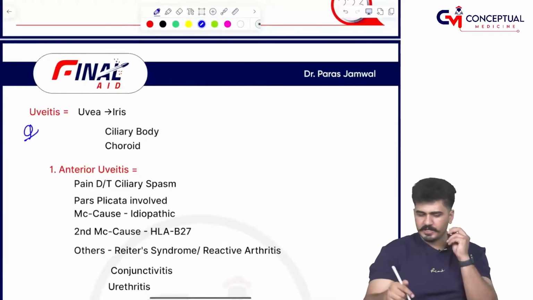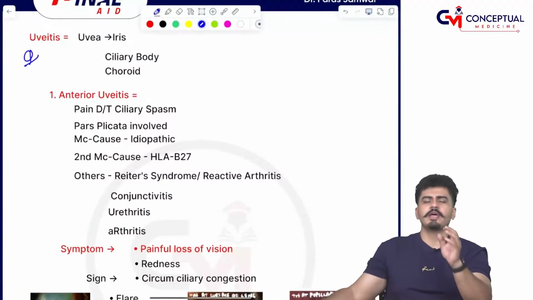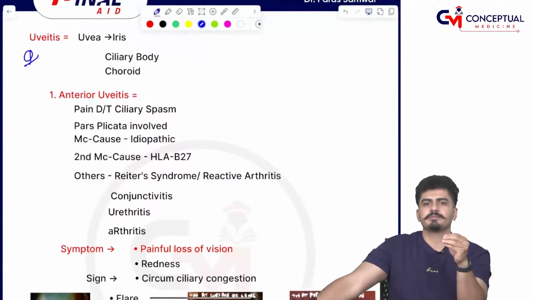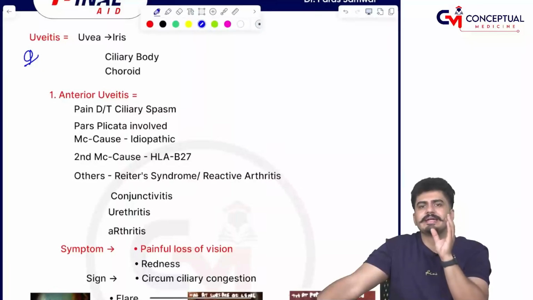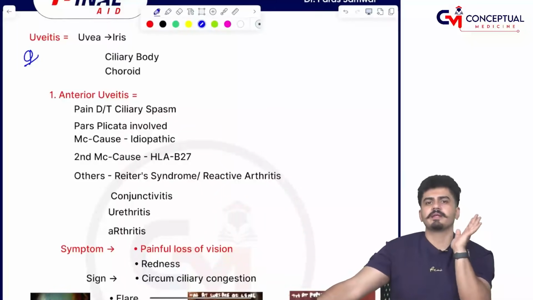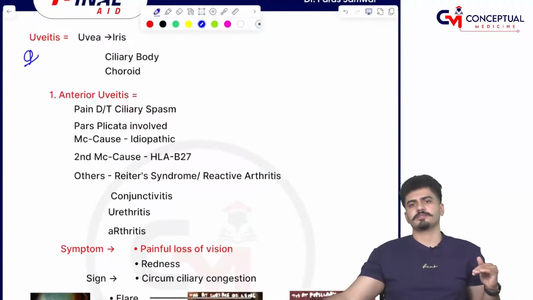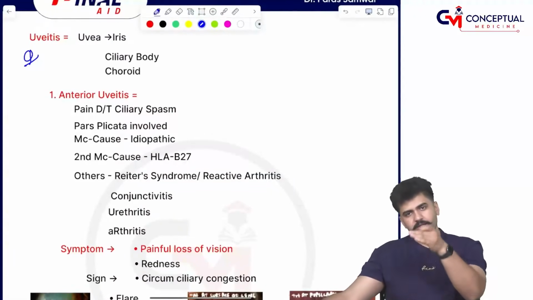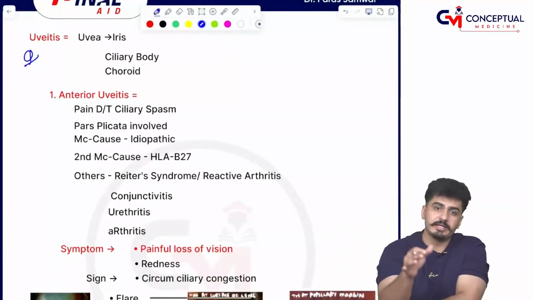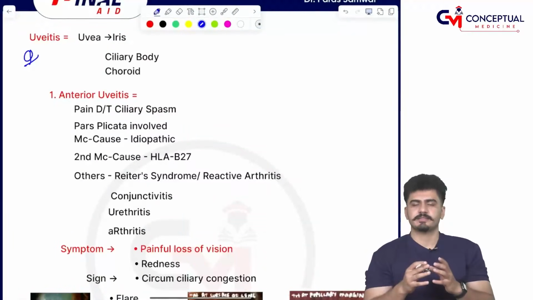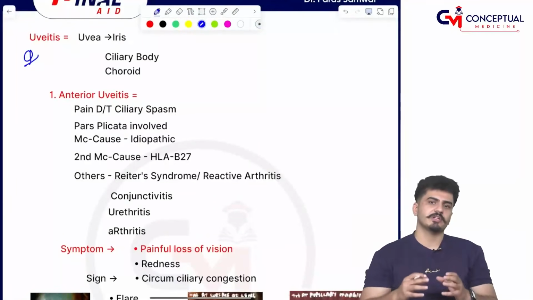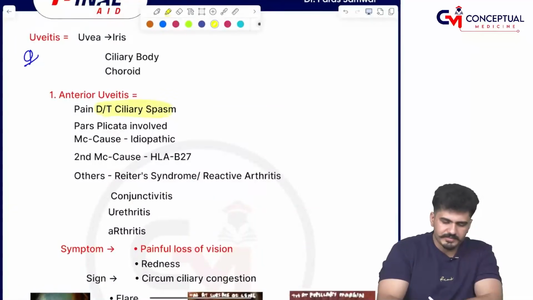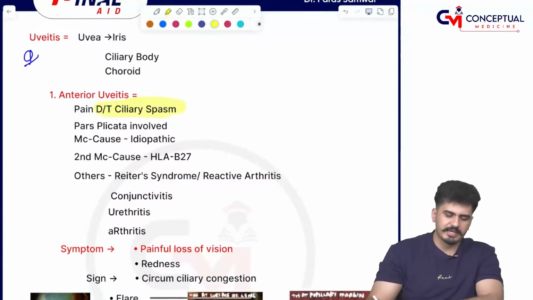So my dear friends, if we simply divide anterior, intermediate and posterior, remember, anterior uveitis is painful, the rest 2 are painless. A one-line answer to this confusion. Simple. Now coming to the anterior, why is there pain? Why is there redness? The pain is because of congestion of the circumciliary muscles. So remember, there is a spasm of the ciliary muscle, and sir, pars plicata is also involved.